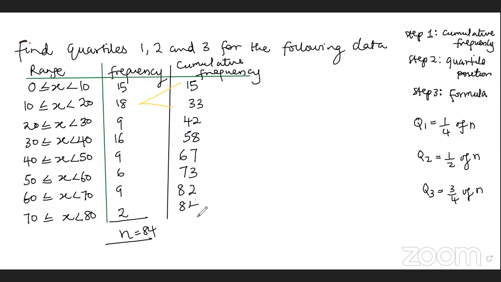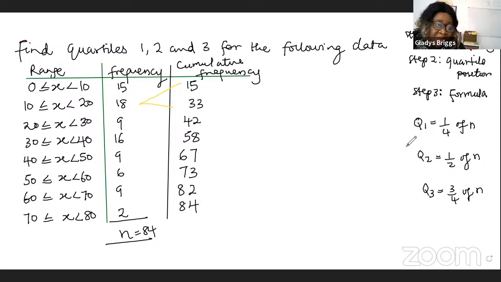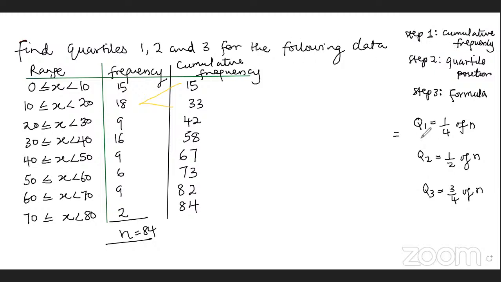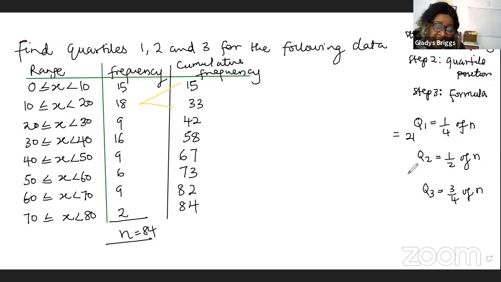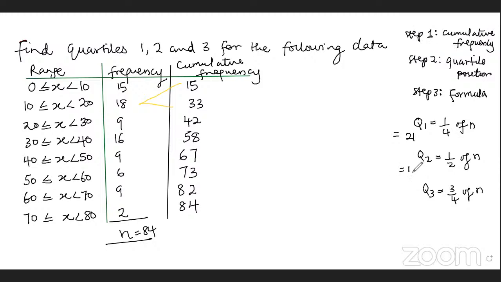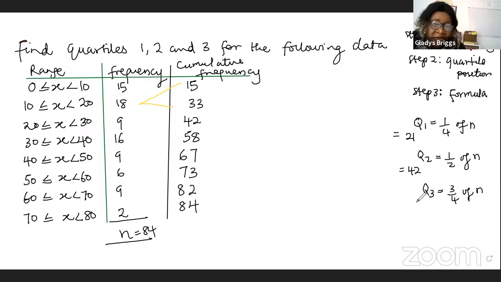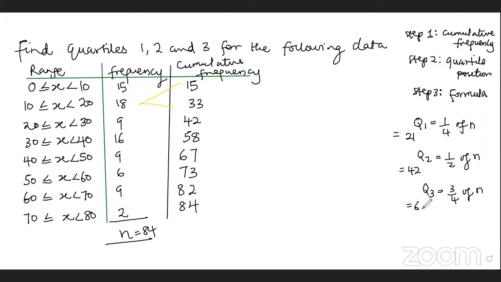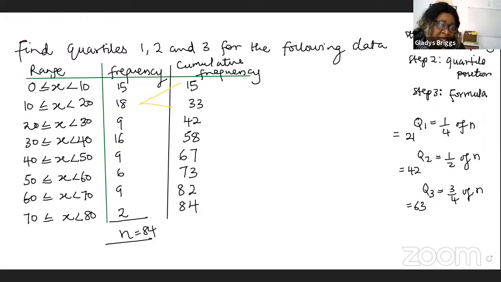And 84. Okay. And when you did a quarter of 84, what did you get? 21. 21. A half of 84, what did you get? 42. 42. And 3/4 of 84, what did you get? 63. 63. So these are the important bits of information that you need.